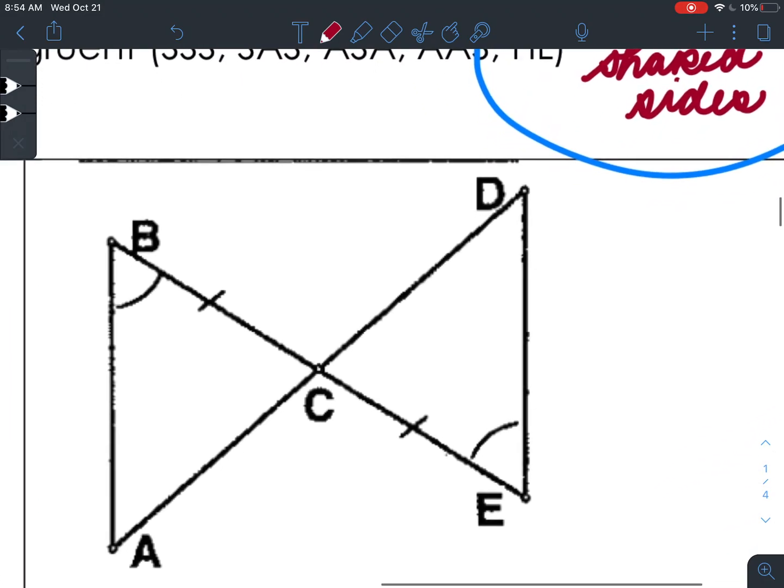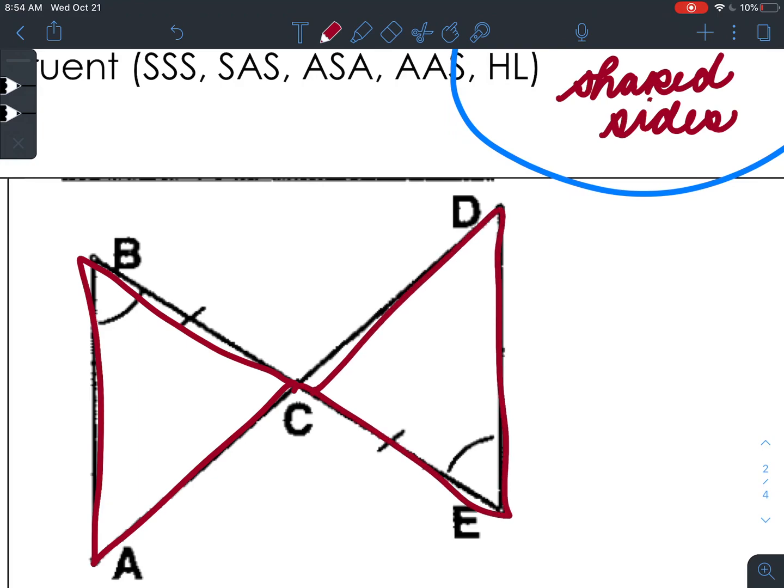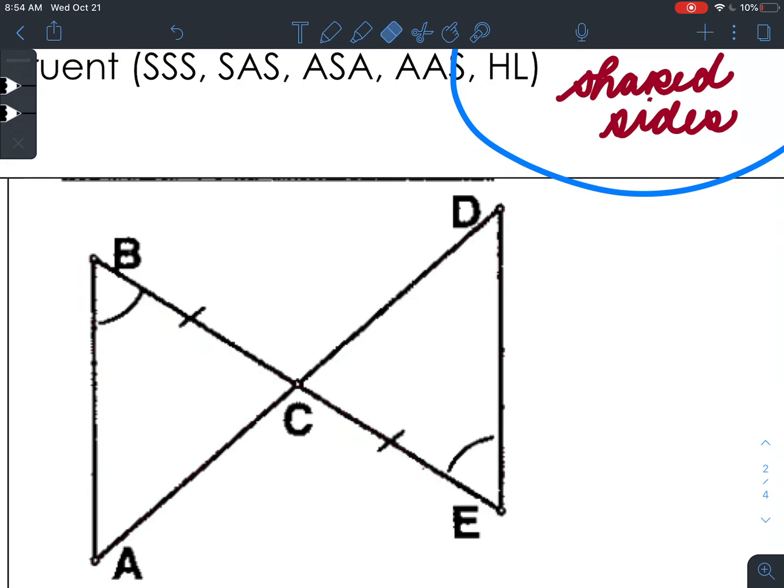Let's take a look at this one. Again, what I'm trying to prove here is that CBA and DEC are the two triangles I'm trying to prove as congruent. So here's what I notice. I have a side marked as congruent. I have an angle marked as congruent, and so I have to figure something else out, right? There are two different ways that you can do this, but the easiest thing to notice is that your vertical angles are congruent.